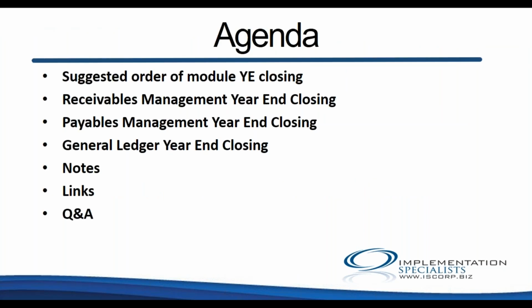What we're going to be covering today is the suggested order of module year-end closing. This order comes from the fact that many modules flow into one another, so we want to make sure it's done in the correct order, to try and minimize, if not negate, any interruptions that may occur. Then the receivables, payables, and GL year-end closing, followed by some notes, a couple of links to some KB articles, which you can pull up by the KB number, or I can send you the links via email. And then just a quick Q&A at the end.